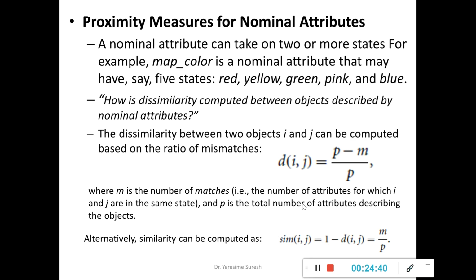The probability of head appearing when I flip a coin, if it is x, the probability that tail will fall is 1 minus x. The same way, similarity is measured as m by p, where m, I repeat again, is the number of matches and p is the total number of attributes describing the data objects.